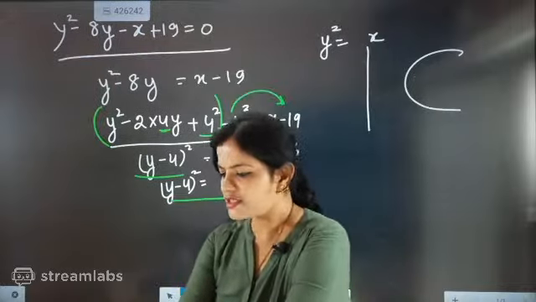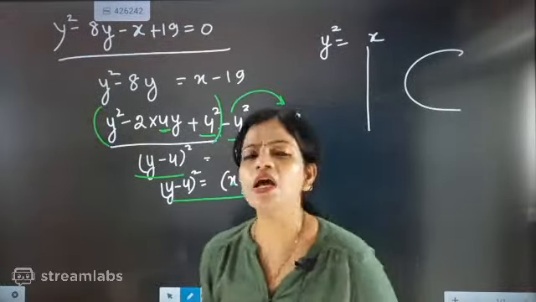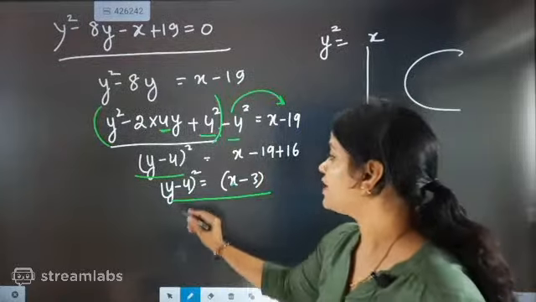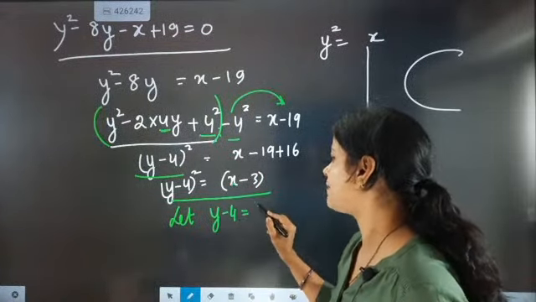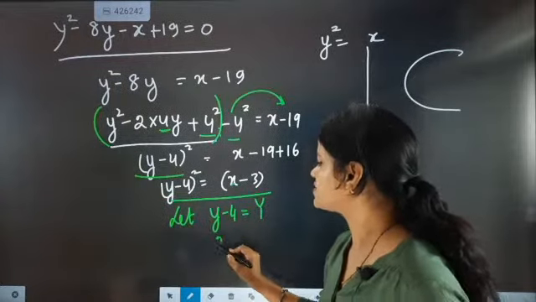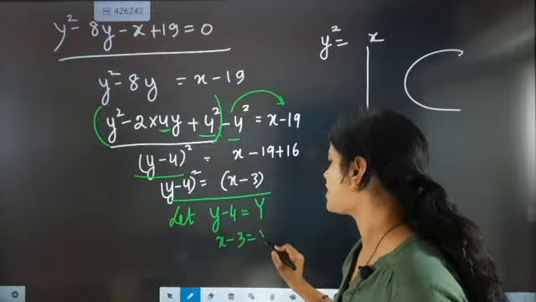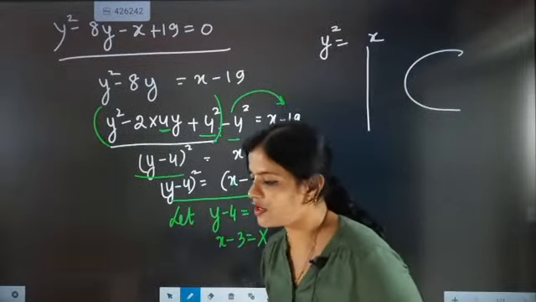One by one. Isn't it now looking like a standard format? If we write, let y minus 4 equal to capital Y and x minus 3 equal to capital X, then what is this exactly going to represent?